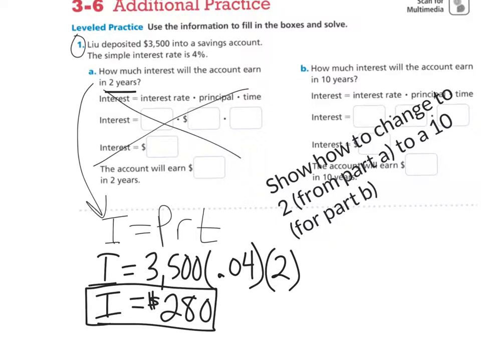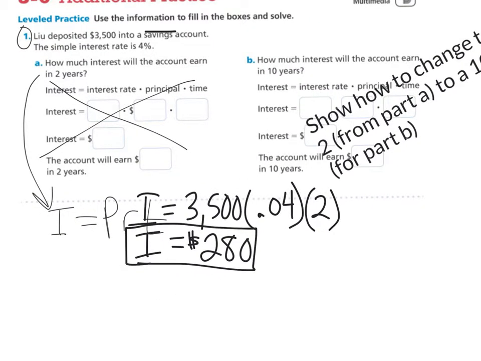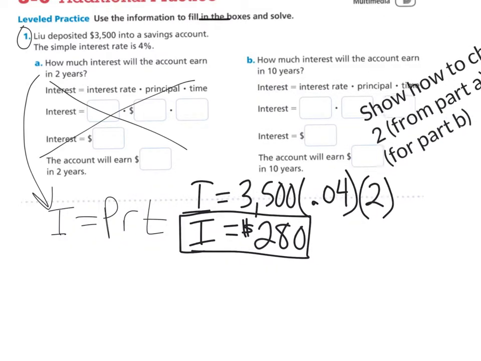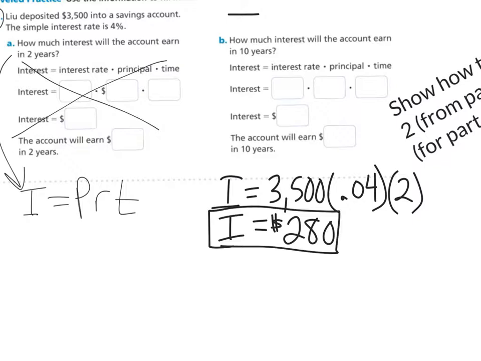So on part B, the question is how much interest will the account earn in 10 years? So that was in 2 years. We're trying to find for 10 years. And so basically, all of our information is going to be the same here, except that instead of a 2, we're going to put a 10. Okay? So, just modifying here.